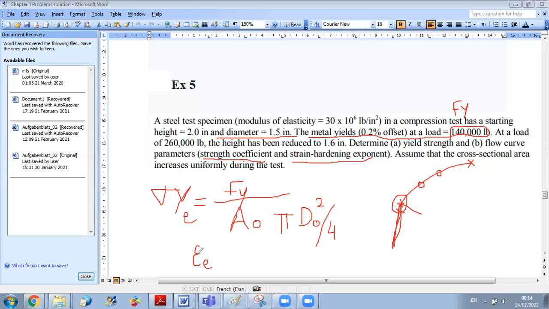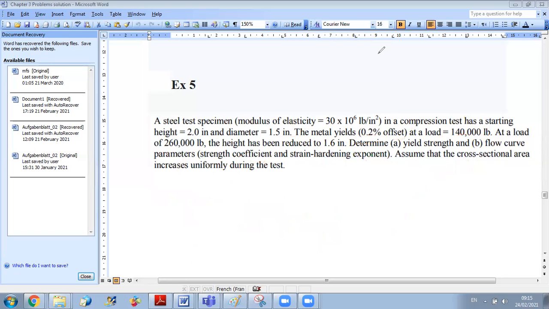In order to get it, I will use the given that the metal will yield at 0.2% offset. How will I use this information? If you remember, we said previously last time. So let me clear the figure a little bit. Let us say this is your curve.